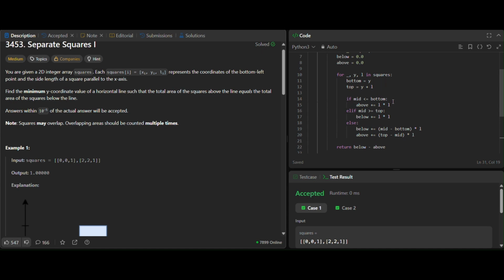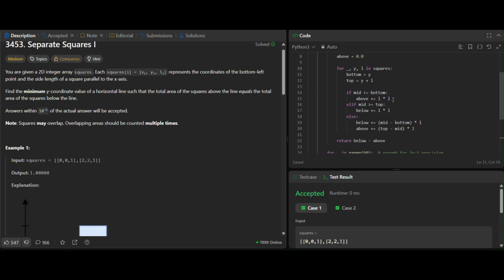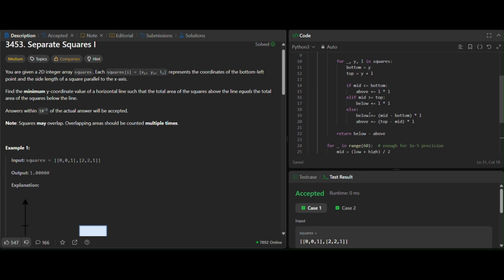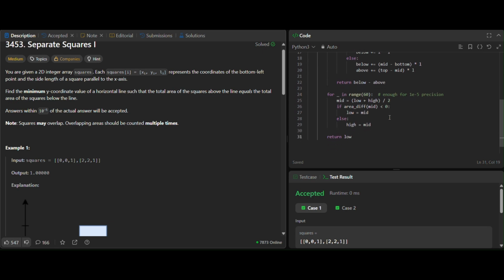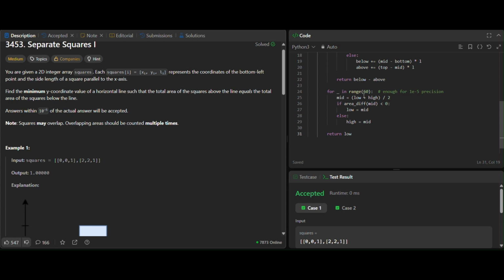For a square, the bottom edge is at y, and the top edge is at y plus l. If the line lies completely below the square, the entire square contributes to the area above. If the line lies completely above the square, the entire square contributes to the area below. Otherwise, the line cuts through the square. In that case, the area below is mid minus bottom multiplied by the side length, and the area above is top minus mid multiplied by the side length. After processing all squares, we return the difference between the area below and the area above.